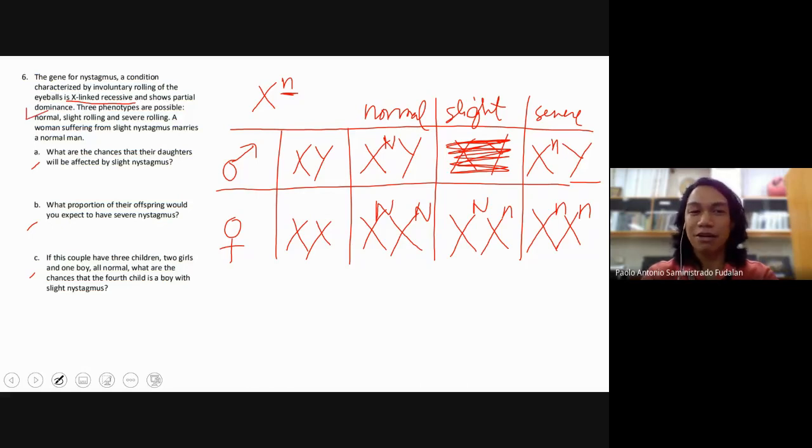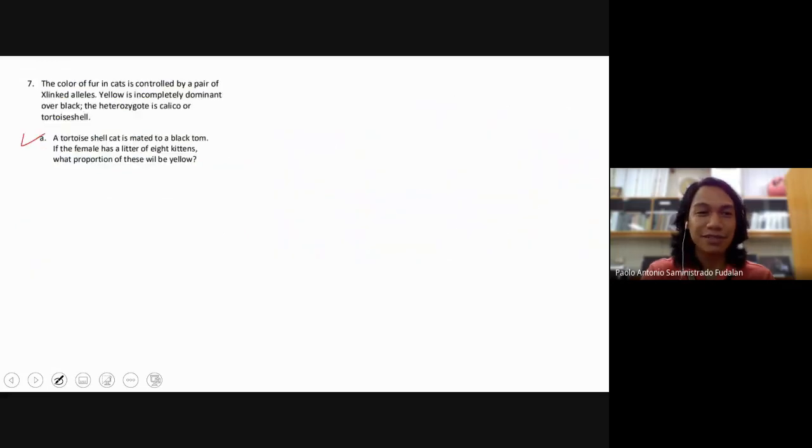Any questions about this? This is an X-linked, or sex-linked, trait. Any questions? This is similar to hemophilia, also color blindness in humans, which is also X-linked. I hope that clarifies things. So let's move on. We have little time left.